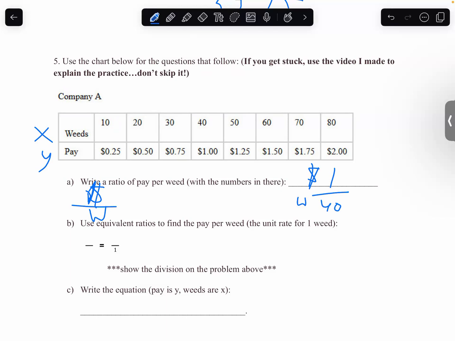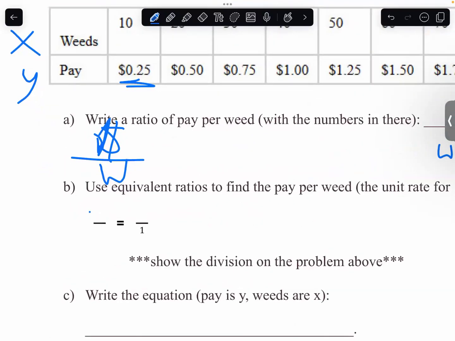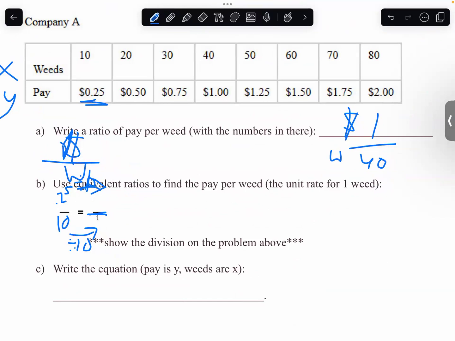All right. Now, use the equivalent ratios to find the pay per weed. So use any one of these. Okay. I would probably use the smallest one here, all right, because it'll be easier to divide. So I'm going to use this one. So it's $0.25 for 10 weeds. So divide by 10, right? Any number divided by itself is 1. That's what we did on the bottom. What you do on the bottom, you do on the top, okay? So we're going to do 0.25 divided by 10.